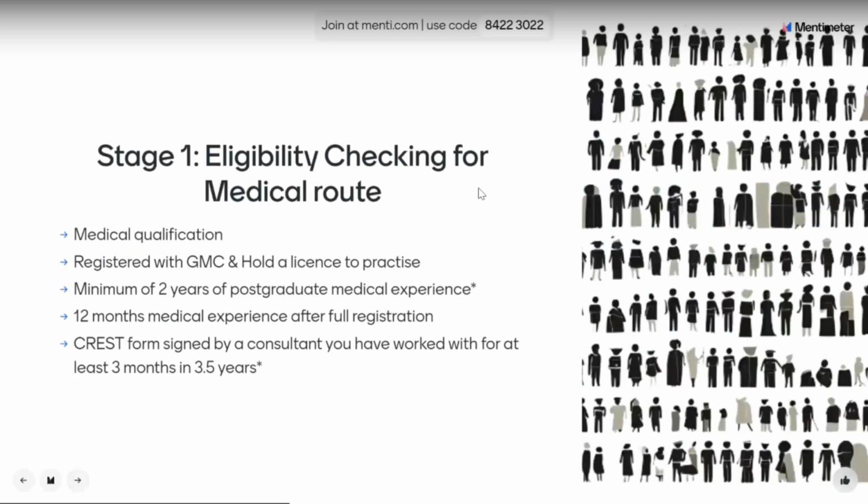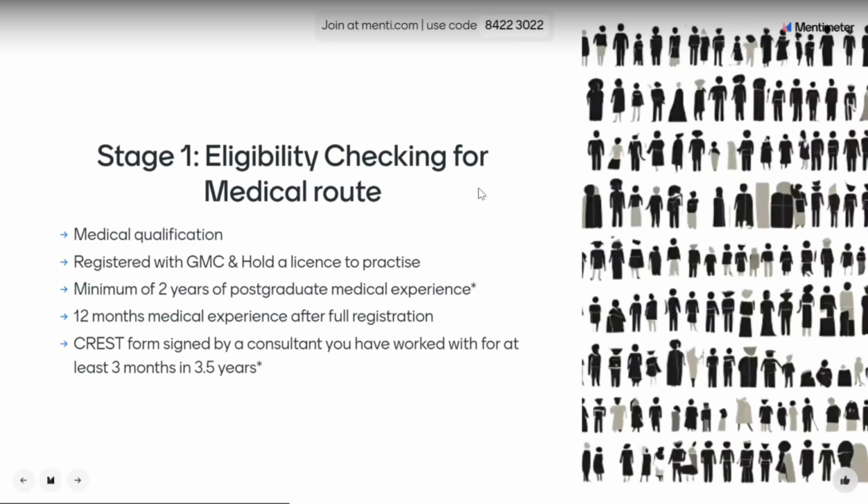So the first stage, the eligibility check-in. For the medical route, if you look at the person specifications, all these things are listed there. They'll check to confirm you actually have a medical qualification, MBBS, MBChB, or whatever it's called anywhere in the world. And you need to be registered with the GMC and hold a license to practice. You need to have a minimum of 2 years of postgraduate medical experience.